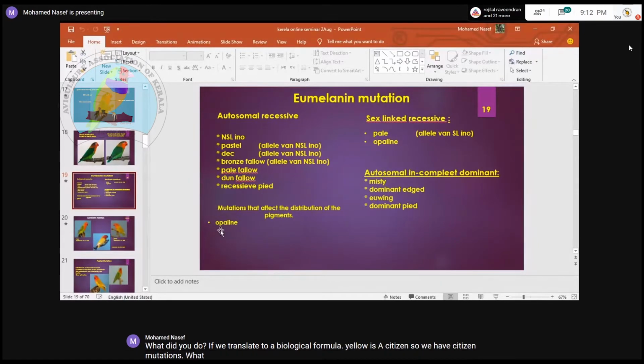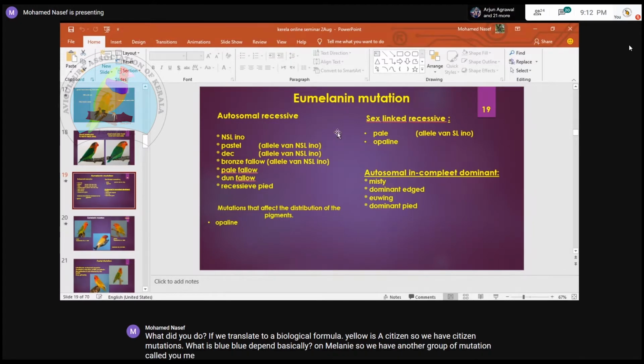What is blue? Blue depends basically on melanin. So we have another group of mutations called eumelanin mutations.